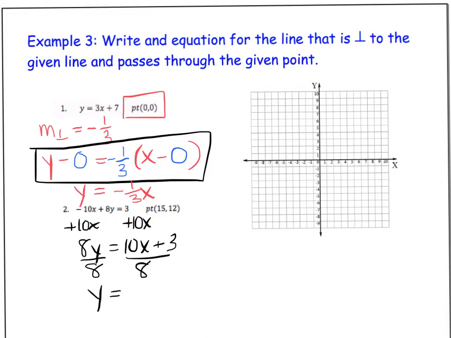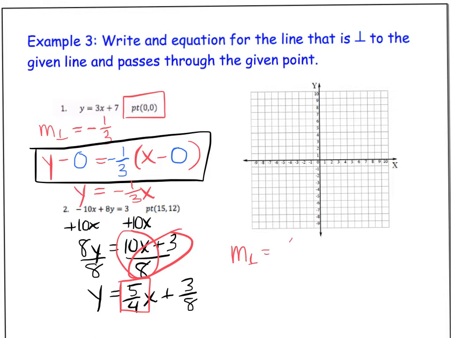Cleaning it up, I use my first fraction here, which is 10/8. Well, that can be reduced, and we should reduce it to 5/4 x. And then that 3/8, just leave because there's nothing we can do about it. But I do see my fraction for my slope is 5/4. So you know your perpendicular slope is going to be 4/5, but it's going to be negative.